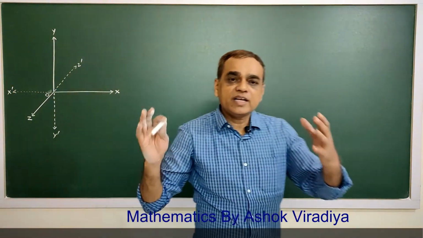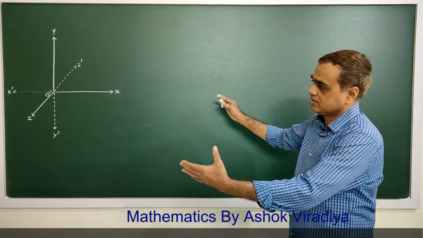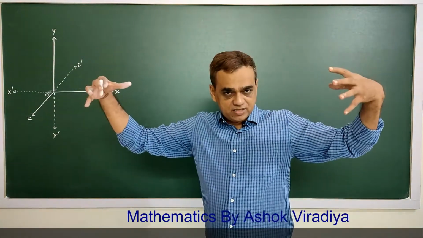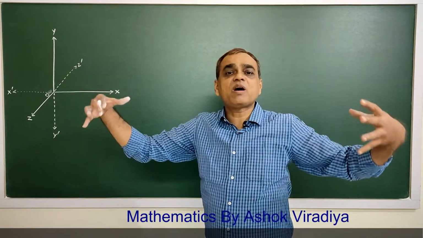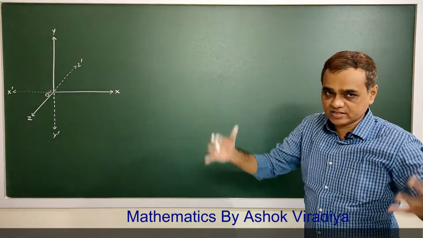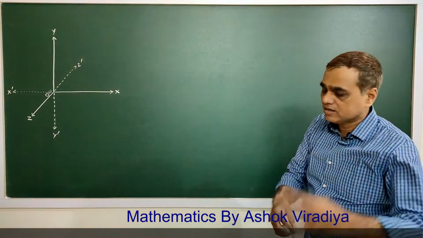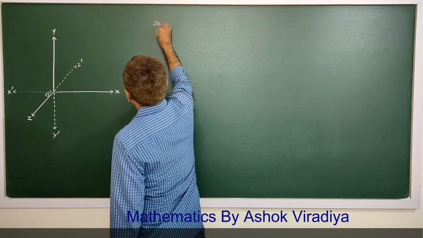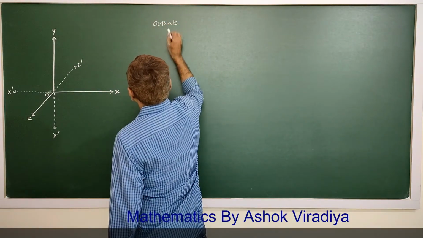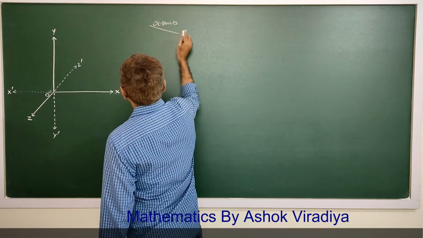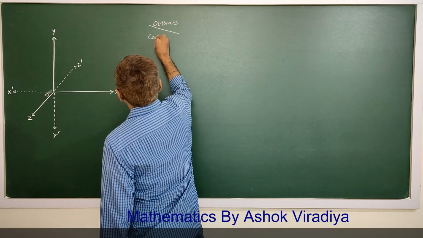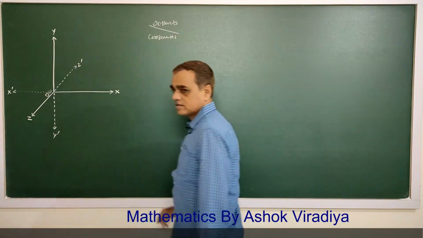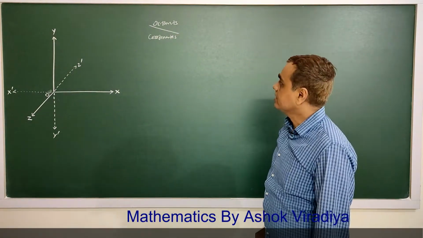Now see, taking these 3 perpendicular lines, the whole space is divided into 8 parts. Each part is said to be an octant. Let me define octants by these symbols. Say here octants, and here the coordinates of a point lying in an octant.